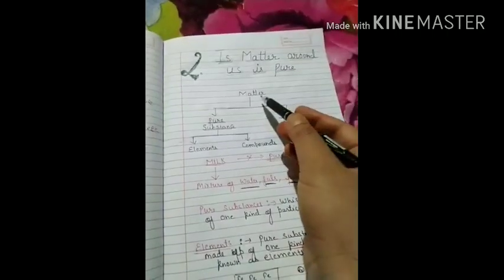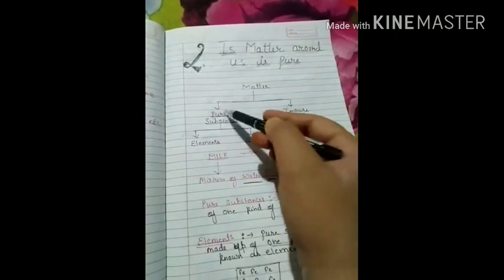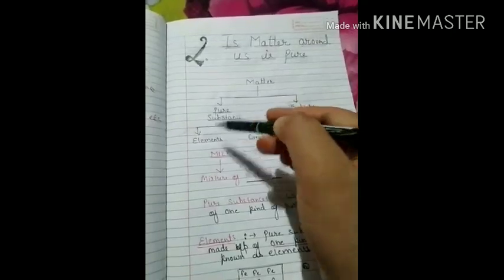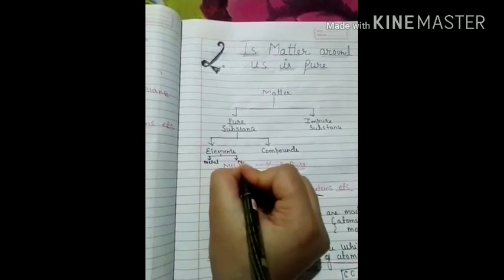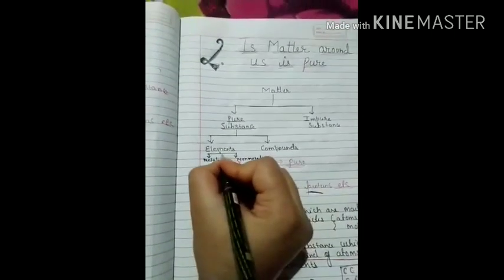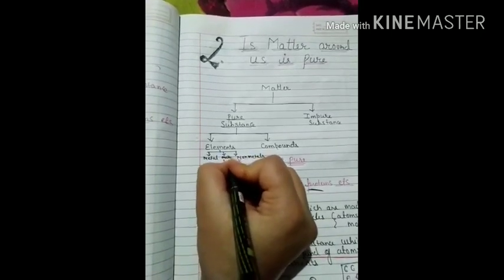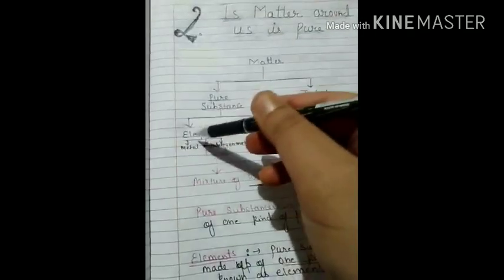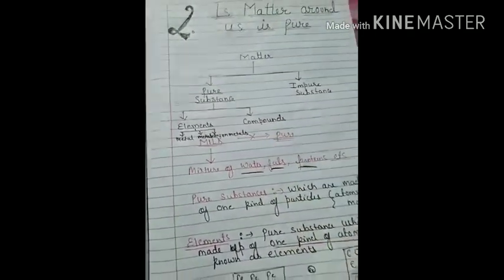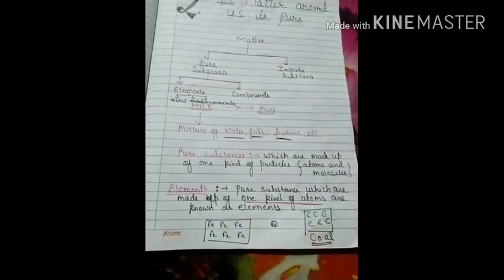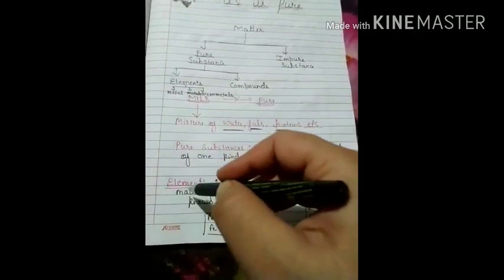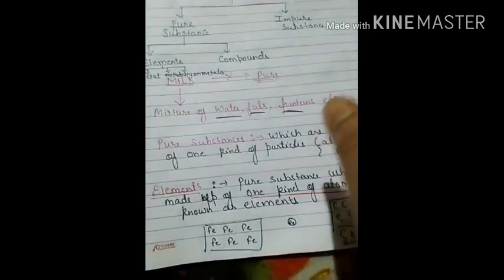Clear? So if we talk about matter, matter is classified on the basis of purity into pure substances and impure substances. Pure substances are elements and compounds, and elements are further classified into metals, non-metals, and metalloids. Clear? Metals, non-metals, and metalloids. Then what are pure substances? Those which are made up of one kind of particles are known as pure substances, and they are classified as elements and compounds. And you know what elements are, what compounds are.